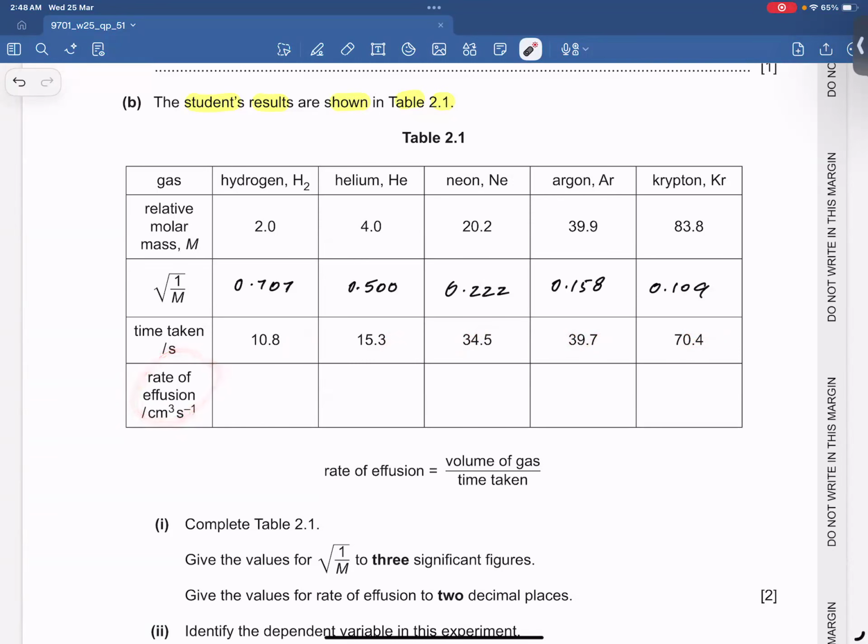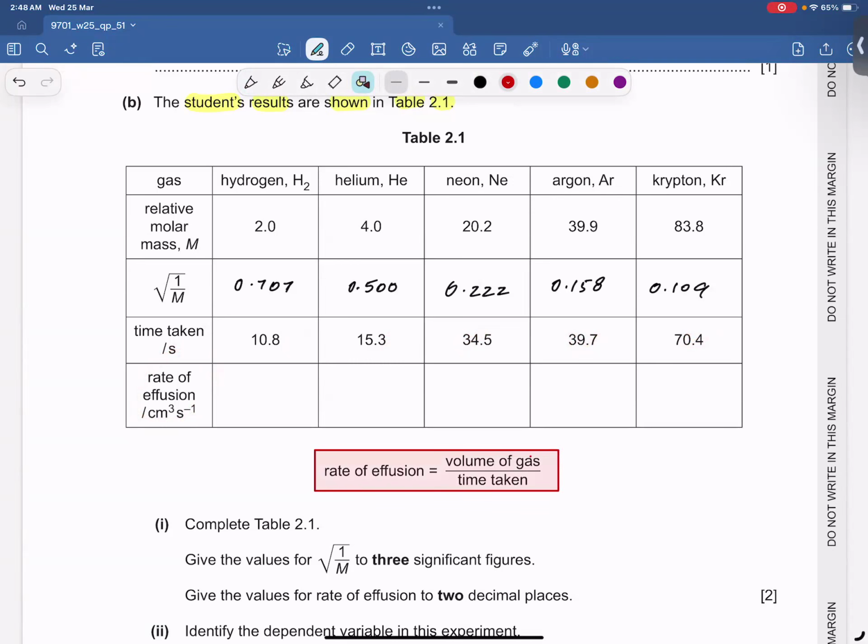So we need to find the rate of effusion, and for that we need to use this formula. Remember, the volume of gas was 50 cm cube and we know the time. So we divide 50 cm cube by the time to get the rate of effusion. 50 divided by 10.8 is 4.629, so I'm going to write 4.63. Then 50 divided by 15.3 is 3.27. Then 50 divided by 34.5 is 1.45. Then 50 divided by 39.7 is 1.26. And then 0.71.